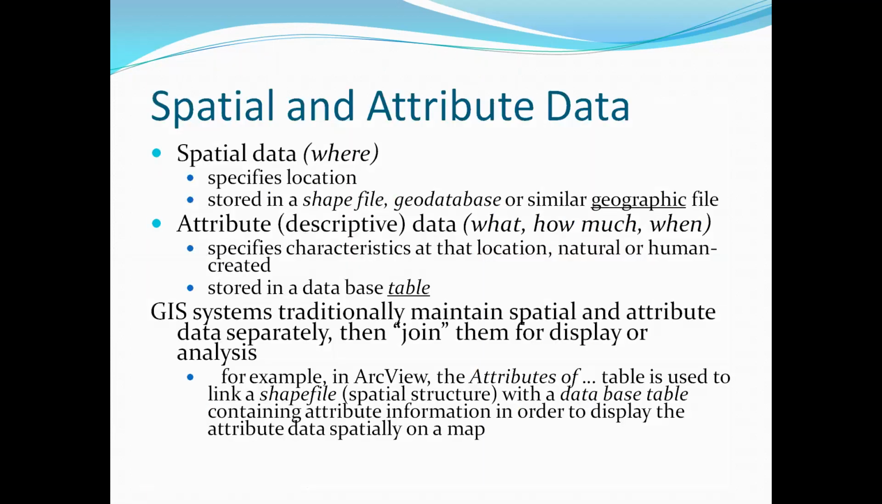Spatial data describes location, while attribute data is descriptive data: what, how much, and when. With the help of these elements, a GIS system can maintain spatial and attribute data separately, and by joining them, we can display or analyze.